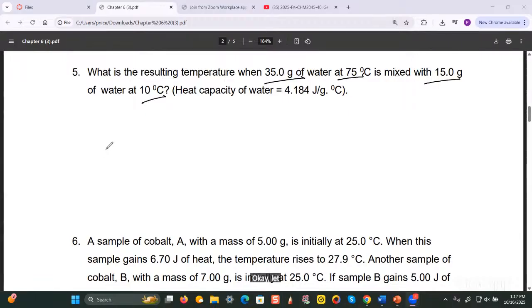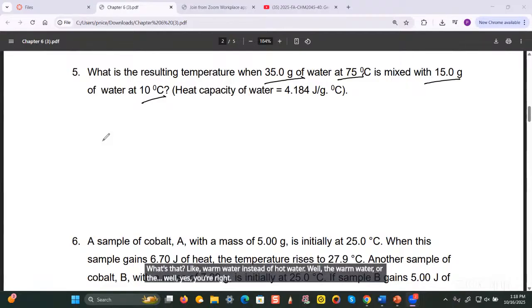Okay, let me give you a little hint, right? So think about this. What will happen if you add hot water to cool water? Yes, you're right. What's going to happen is that the temperature of the hot water that is added would fall, and that of the cooler water will rise. So the temperature will be somewhere in between.